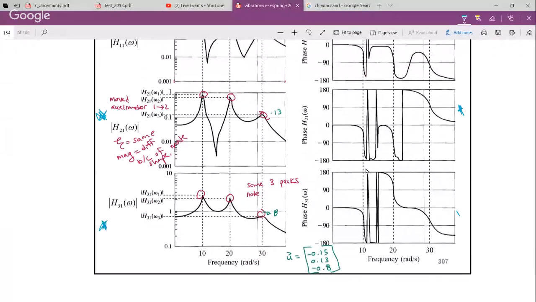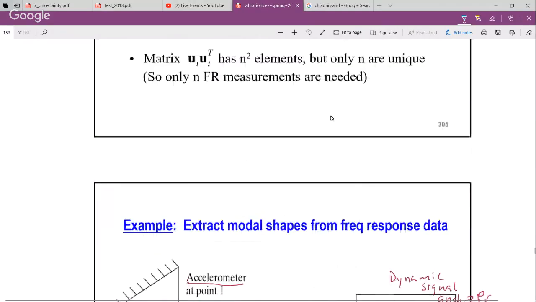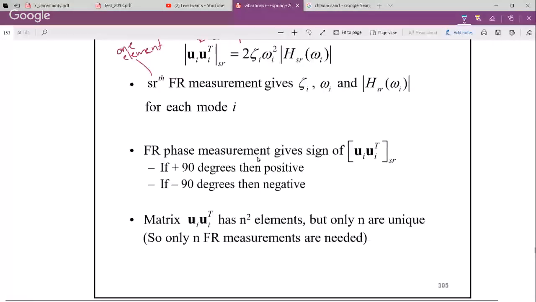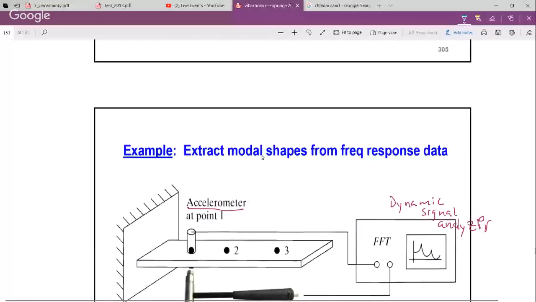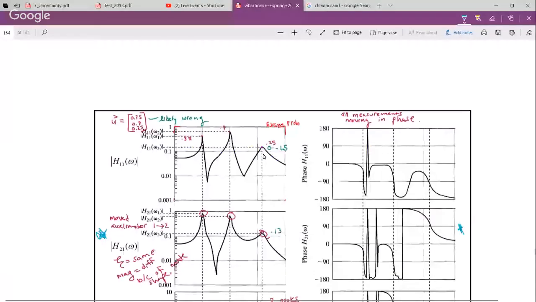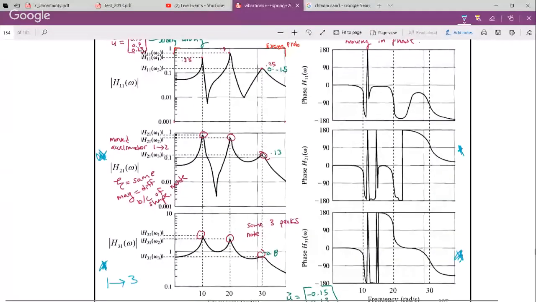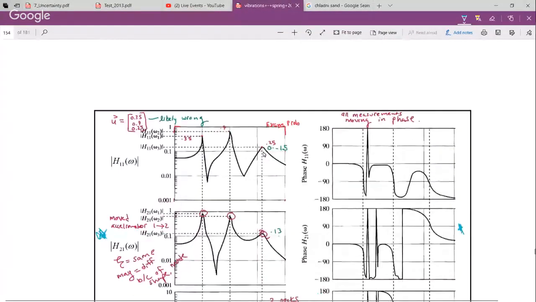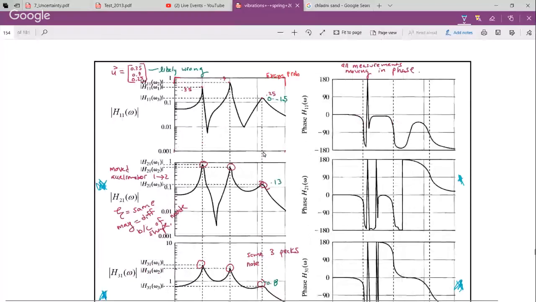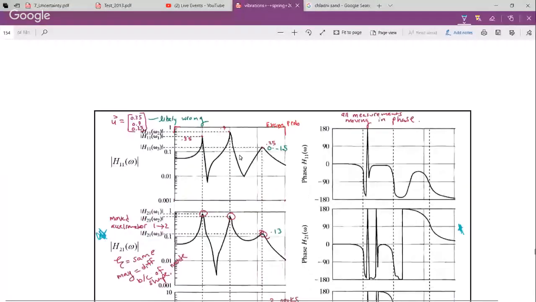We've already used this data to determine an estimate of the mode shapes, right? What I'm going to do is use this equation right here, which is a little bit more formal, to extract the same information. On the next slide I've got all of this data summarized. So what information do you need here? If I give you this data, what do you need?